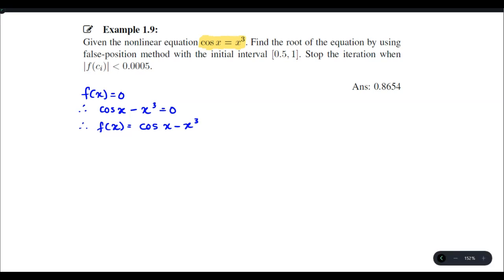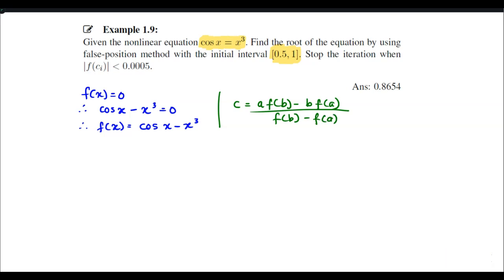The interval that is given to us is 0.5 and 1, and remember the false position formula is given by c equals (a f(b) minus b f(a)) over (f(b) minus f(a)). We are going to solve this problem using a table and calculator.